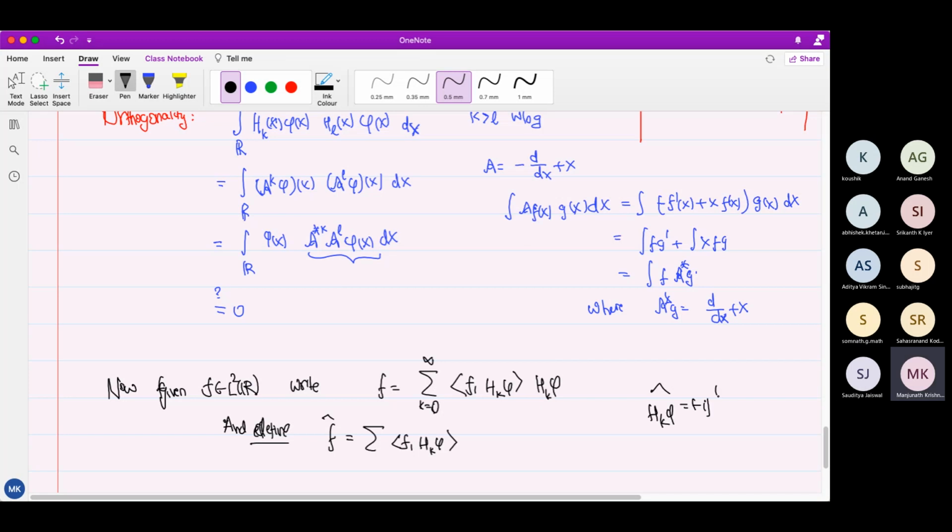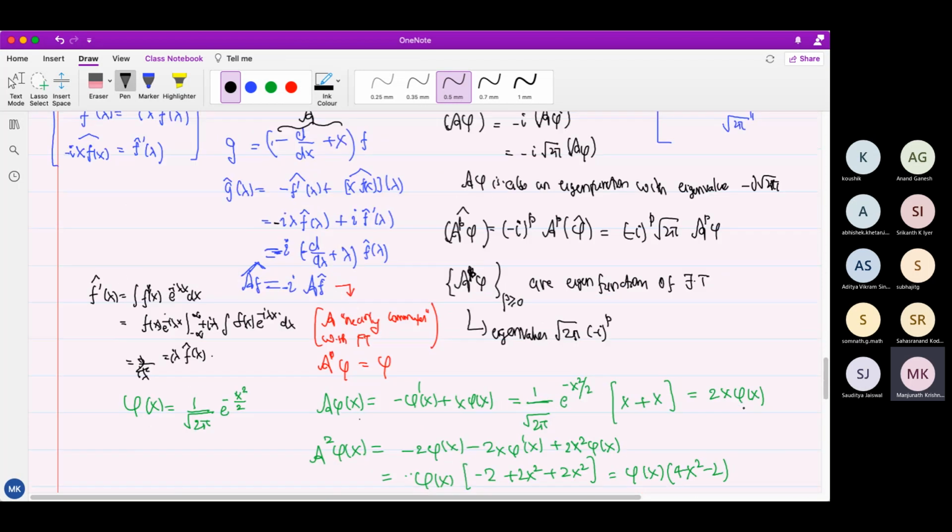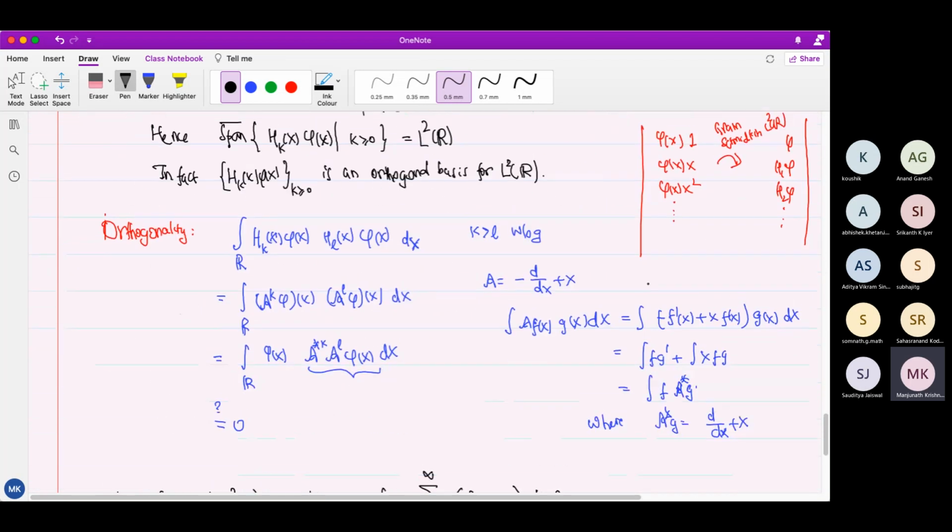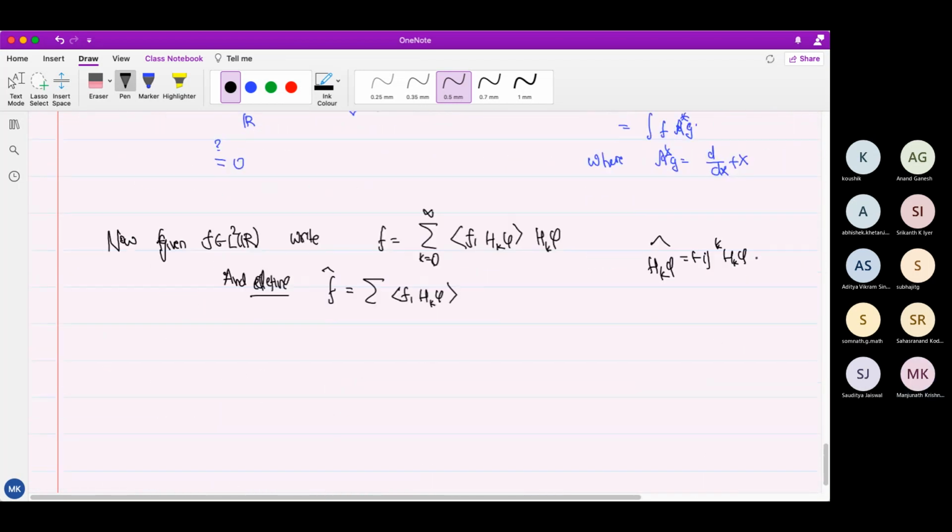we know is minus i to the power k HK phi. I may have mixed up the minus i and plus i. Let me see. Minus i to the k, and there is also a square root of 2 pi. So we will define it as minus i to the power k square root of 2 pi HK phi. This is also an L2 function. You see, if you define the Fourier transform like this, then this is clearly an L2 function.